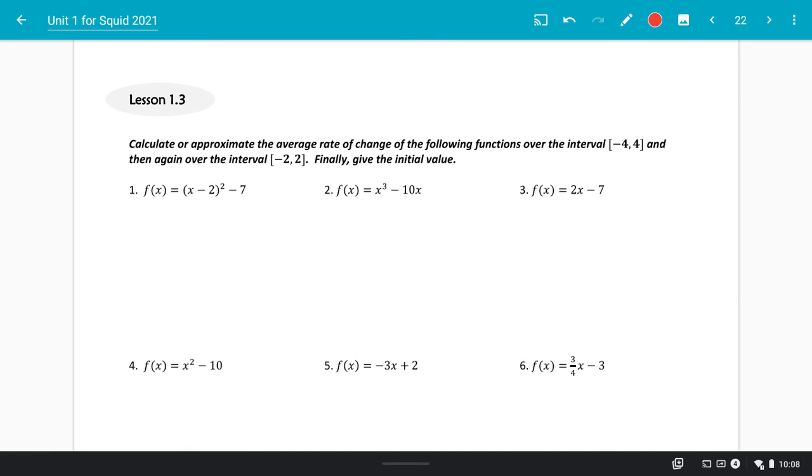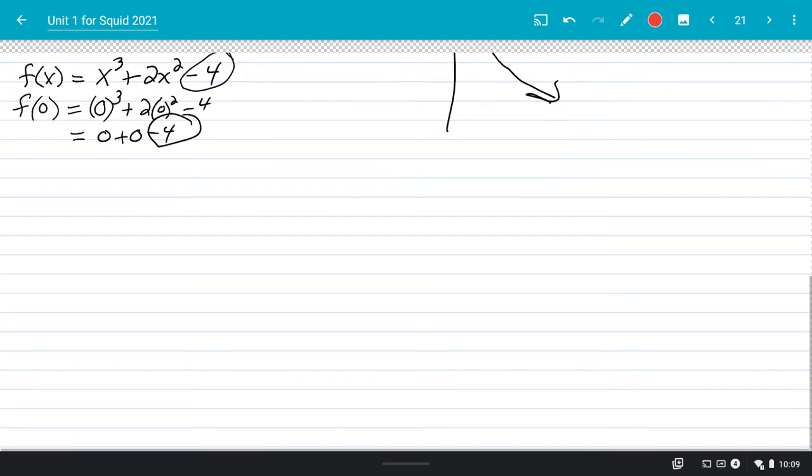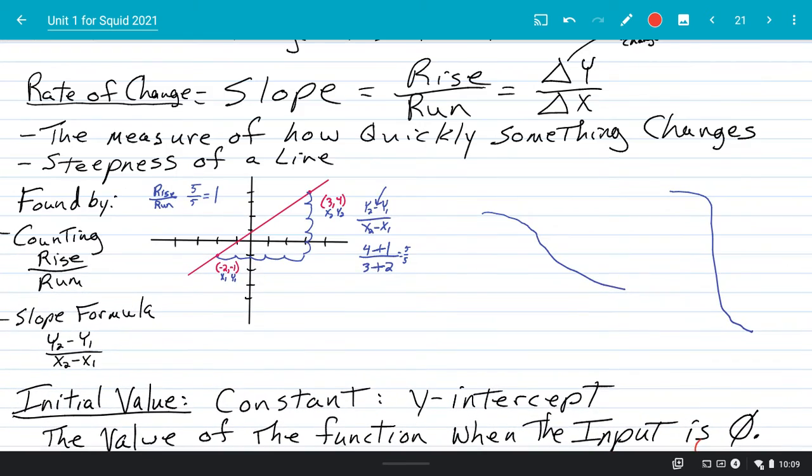The directions tell me to calculate the approximate rate of change for the following functions over the interval -4 to 4, and then again from -2 to 2, and then finally give the initial value. So it's asking me to find the rate of change twice and give the initial value. Now, on my example here, I used a straight line. That was easy to find the rate of change. And the other thing about something that's linear, the rate of change is always constant, or always the same. But that's not always true.